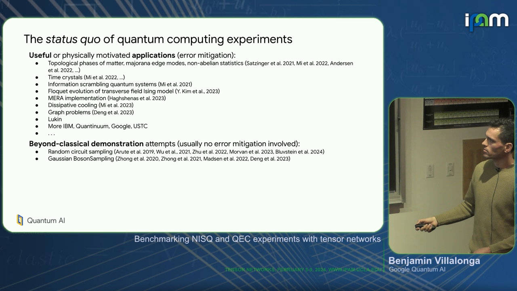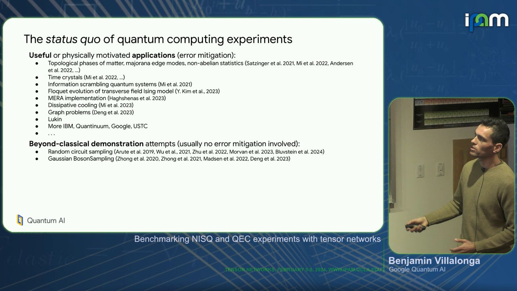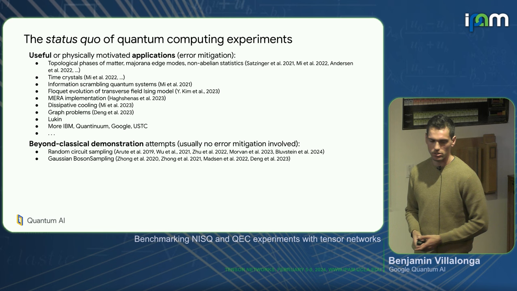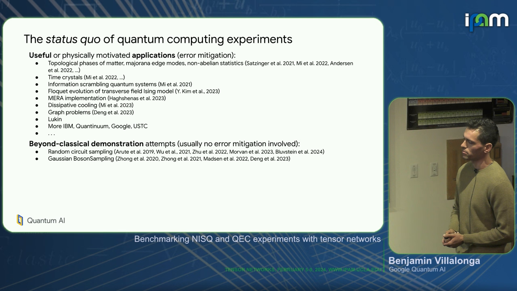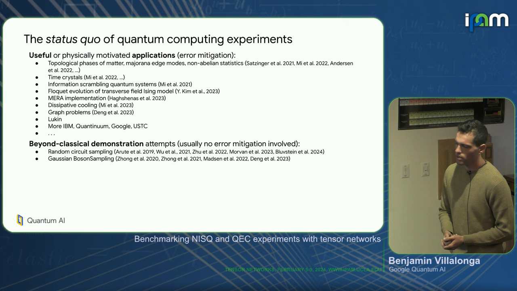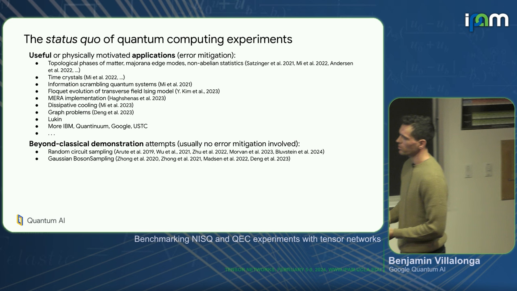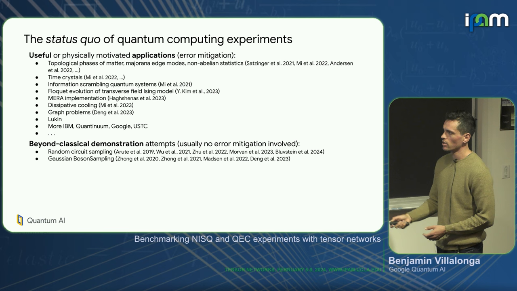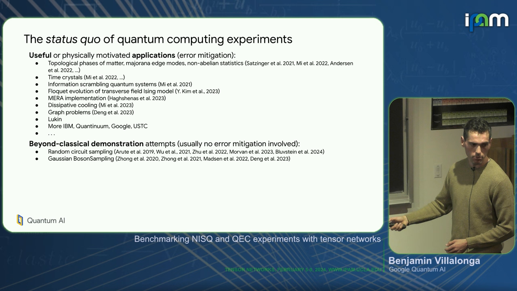Other applications that are, as I said, not useful or not trying to find any use are the directly beyond classical demonstrations, beyond classical attempts, which try to show results that are really hard to get by classical means, but that on a quantum computer or other platforms that use quantum physics to process information, they might be easy to show. So one particular example we've worked a lot on is random circuit sampling. And I will get into more detail later in the talk.